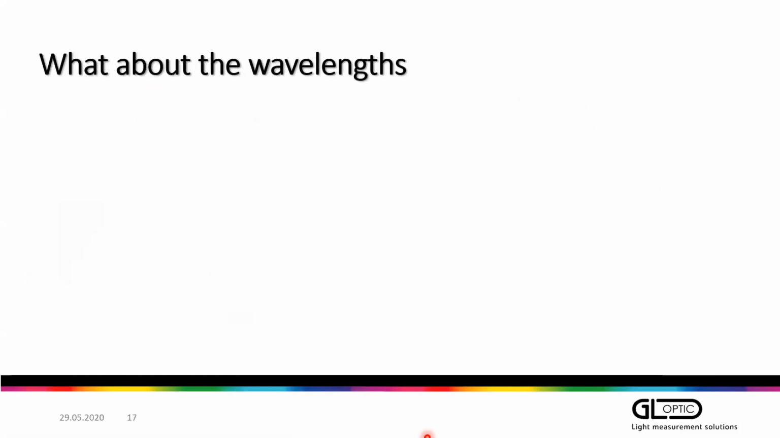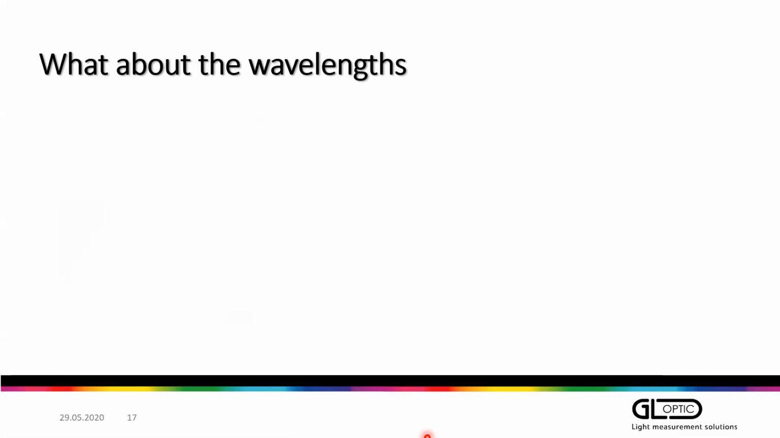Now the wavelengths. In the visible part of the radiation, we have many different quantities to check the quality of light. So we can check the rendering properties. We have metrics for human-centric lighting now to help us evaluate whether we deliver proper spectral power distribution or not.